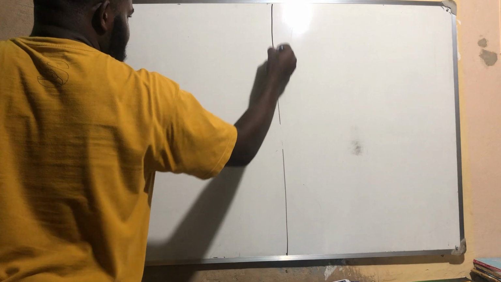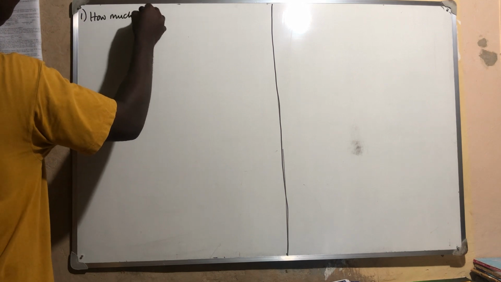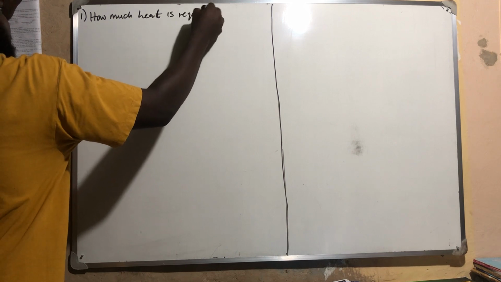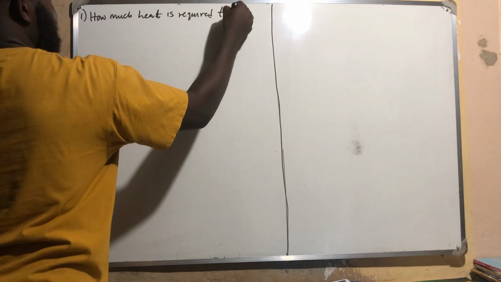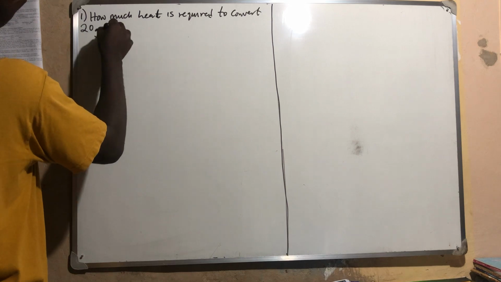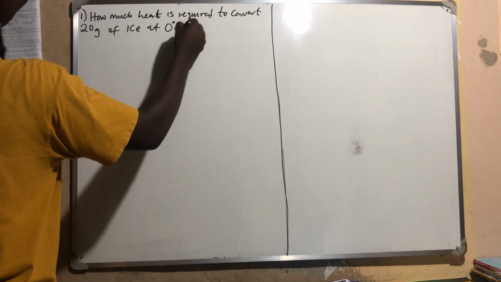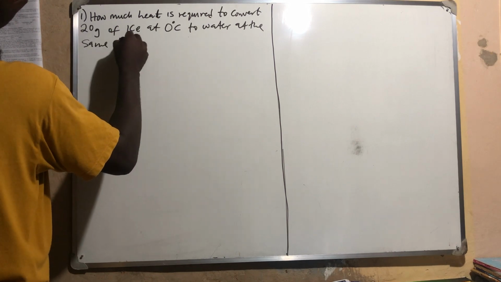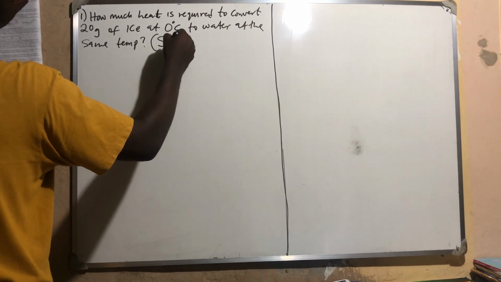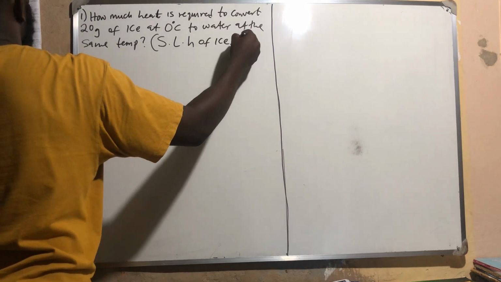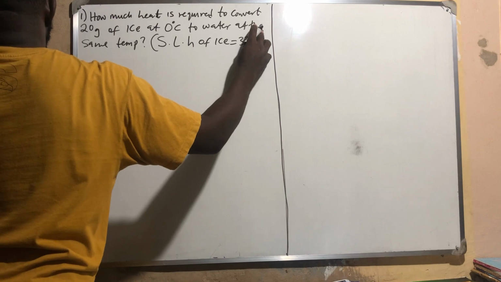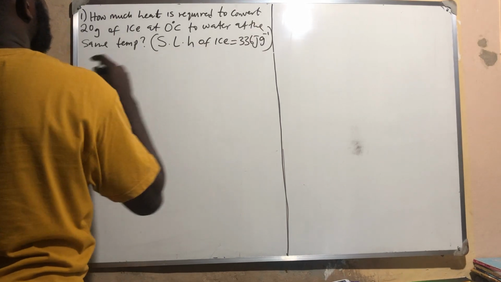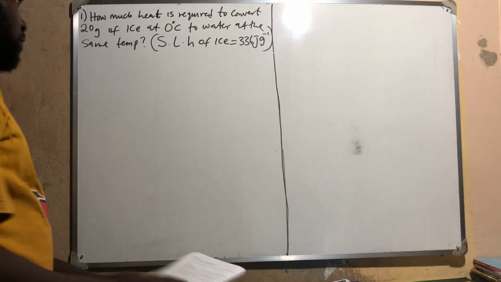But you should know that there are two types of specific latent heat. The first one is the specific latent heat of fusion, and the second is the specific latent heat of vaporization. Question number 1 says: how much heat is required to convert 20 gram of ice at 0 degrees Celsius to water at the same temperature? Now, since there is no change in temperature, they say you should take the specific latent heat of ice to be 336 joule per gram. Since they gave it to us in joule per gram, we should leave our answer in gram as well.